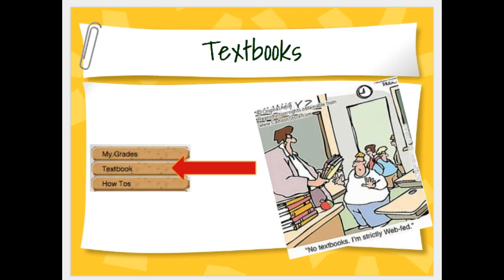Next, we are going to talk about textbooks. In each of your classes, there is a textbook button. Once you click on that textbook button, there will be a few things that could appear. One of the items that could appear is that there is no textbook available for that class. The second item that could appear are additional links to access your textbook information and to log into your textbooks.